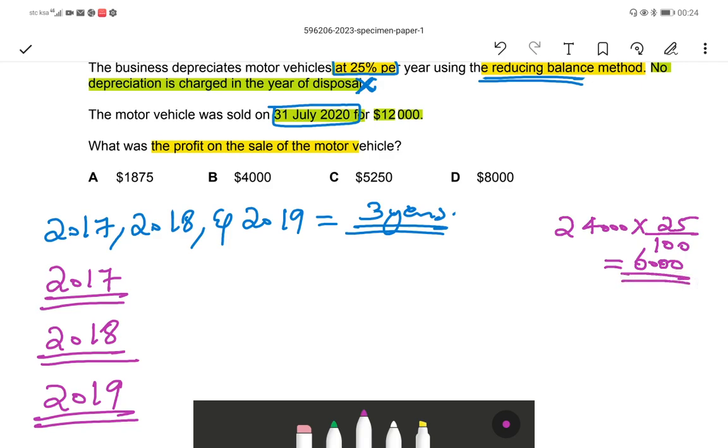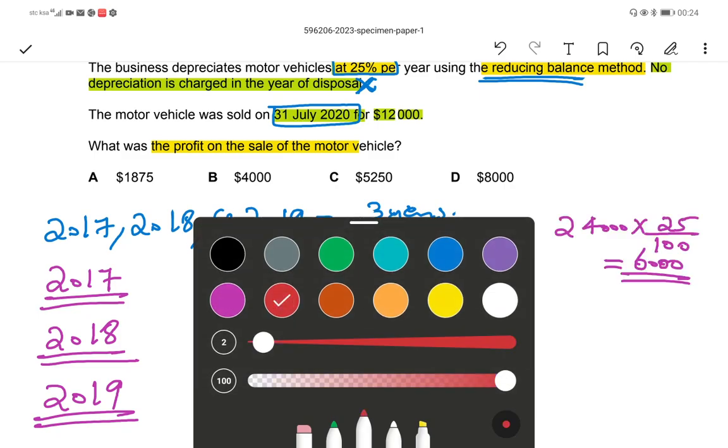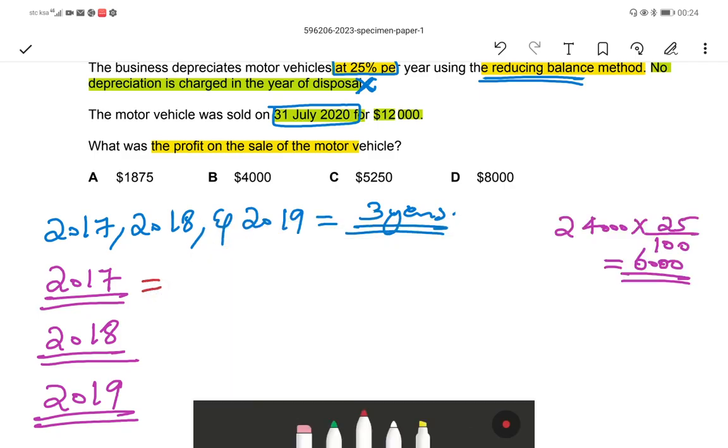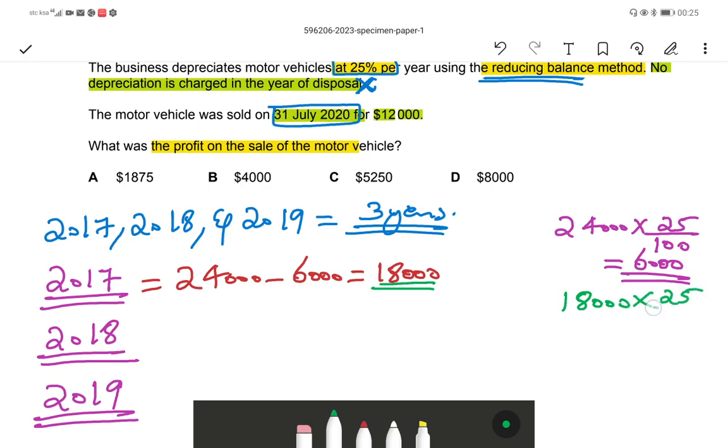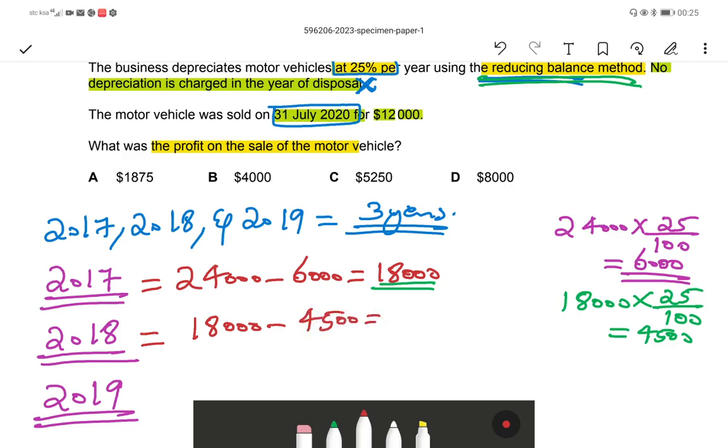So on 17 that is 6,000. So 2017 net book value is equal to 24,000 minus 6,000 is equal to 18,000. Next 2018, 18,000 because this is the net book value. 18,000 multiply 25 by 100. Reducing balance method means we calculate the depreciation on net book value. So 18,000 into 25 by 100, that is 4,500. So 2018, 18,000 minus 4,500 is equal to 13,500 is the net book value.